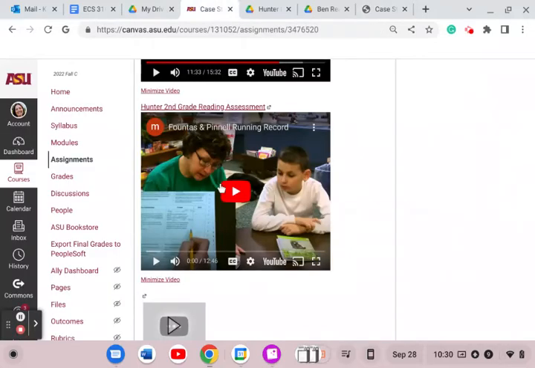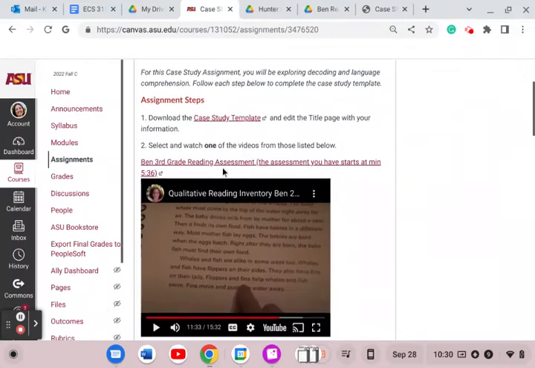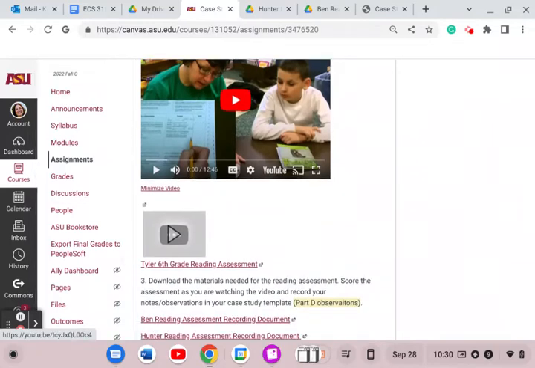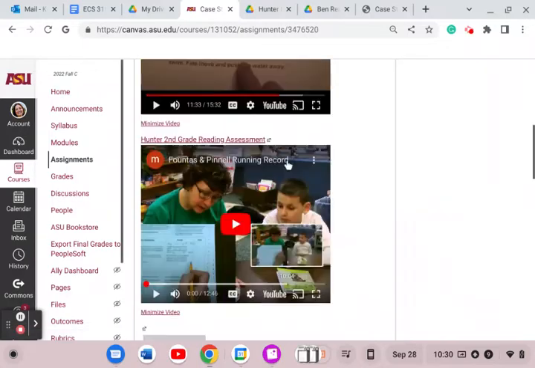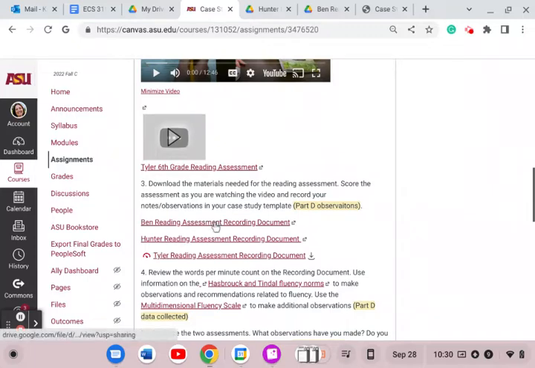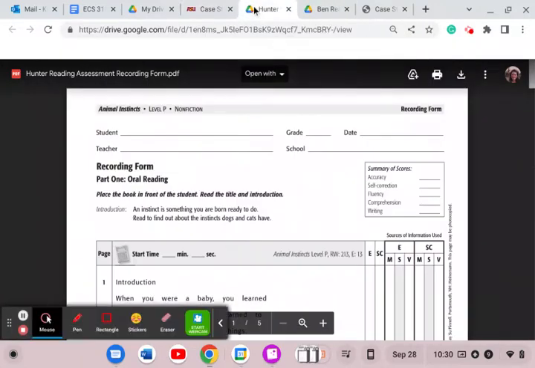So coming back to getting started. You have your template, it's just hanging out over here. Now you're going to pick one of these to watch. There's a 3rd grader, a 2nd grader, and a 6th grader. I would pick based on what you'd like to teach. Once you decide which age group, you are going to say, okay, I picked Ben. So you would use the assessment for Ben or Hunter or Tyler. Each one is a little different, so make sure that you're using the correct child with the correct video.